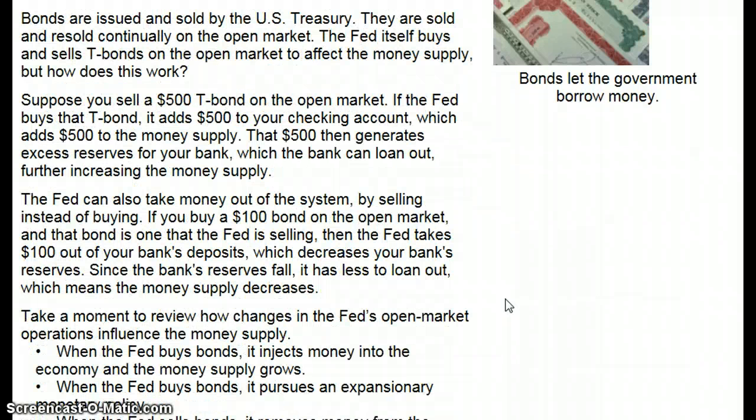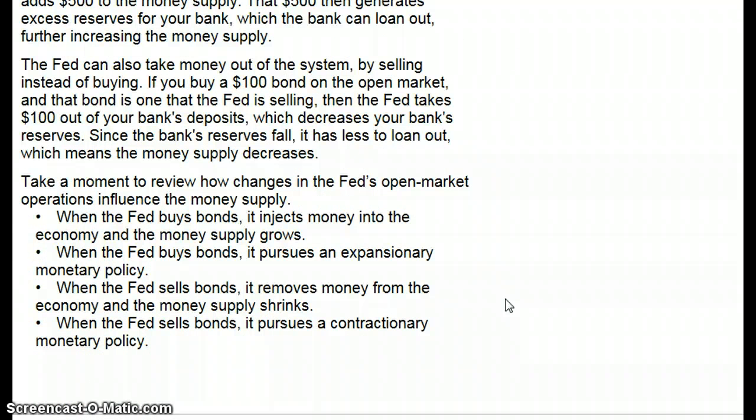The Fed can also take money out of the system by selling instead of buying. If you buy a $100 bond on the open market and that bond is one that the Fed is selling, then the Fed takes $100 out of your bank's deposits, which decreases your bank's reserves. Since the bank's reserves fall, it has less to loan out, which means the money supply decreases. Take a moment to review how changes in the Fed's open market operations influence the money supply.